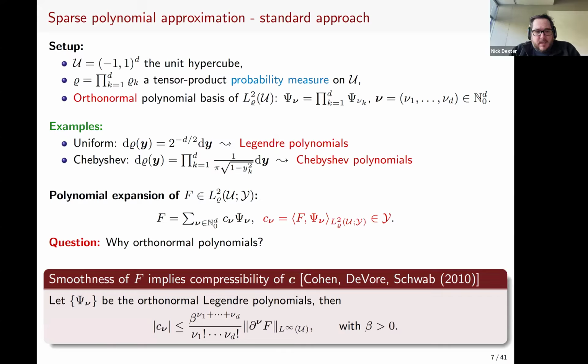We can talk about polynomial expansion of f. So this would be involving finding these coefficients c nu, which are the inner product of f against the basis functions. And these live in the space Y. You might ask why would you use orthonormal polynomials? Well, we know that the smoothness in f implies compressibility of these coefficients c nu. So if you have an orthonormal Legendre basis, then the coefficients can be bounded by this beta to the nu divided by nu factorial times the L infinity norms of the partial derivatives of the function f for some beta greater than 0.